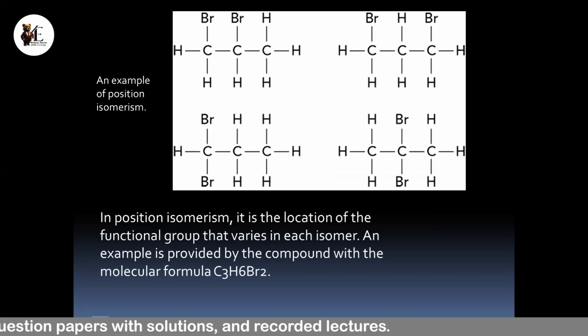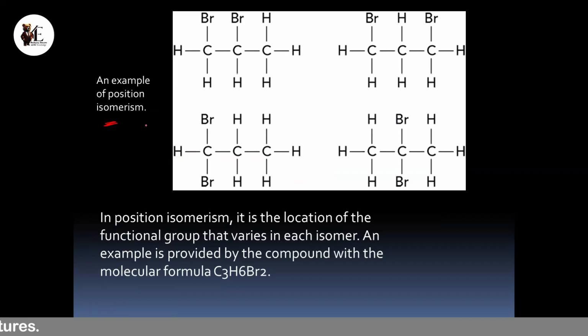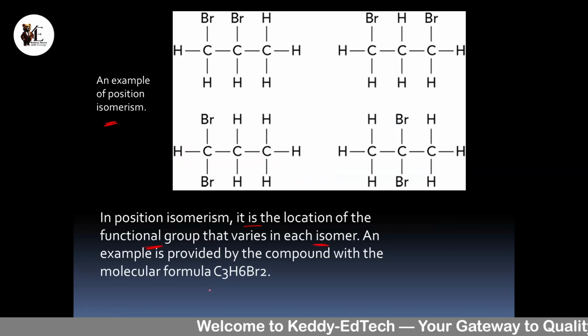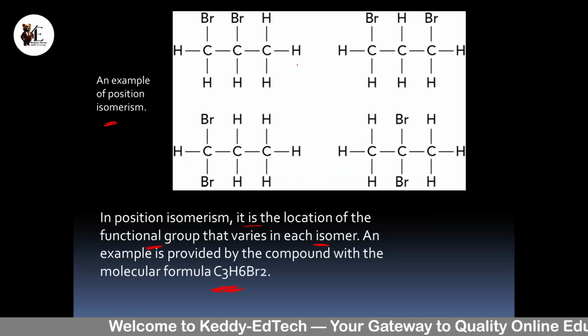Okay. So first of all we are going to learn about position isomerism. This is an example of position isomerism where there is a shift in the position of the double bond or in the position of your halogen atom. So in position isomerism, it is the location of the functional group that varies in each isomer. Location of functional group, it may be a functional group or a double bond. Example is provided by the compound with the molecular formula C3H6Br2.